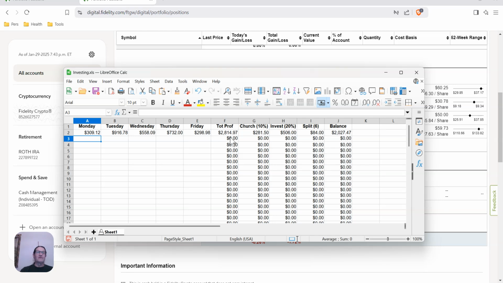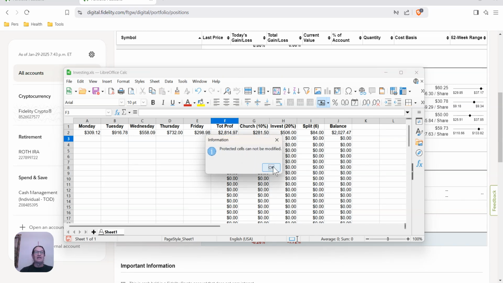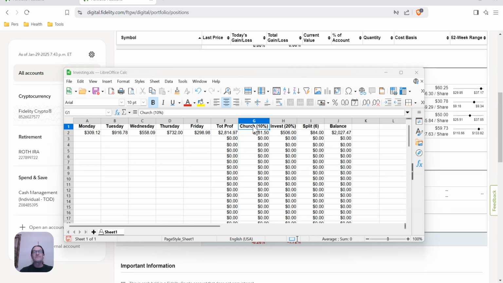You cannot override them. If you try to click on it and type something in, it will tell you it's a protected cell. The same goes for the headers. You cannot override those either. That's done intentionally so you don't mess this up.